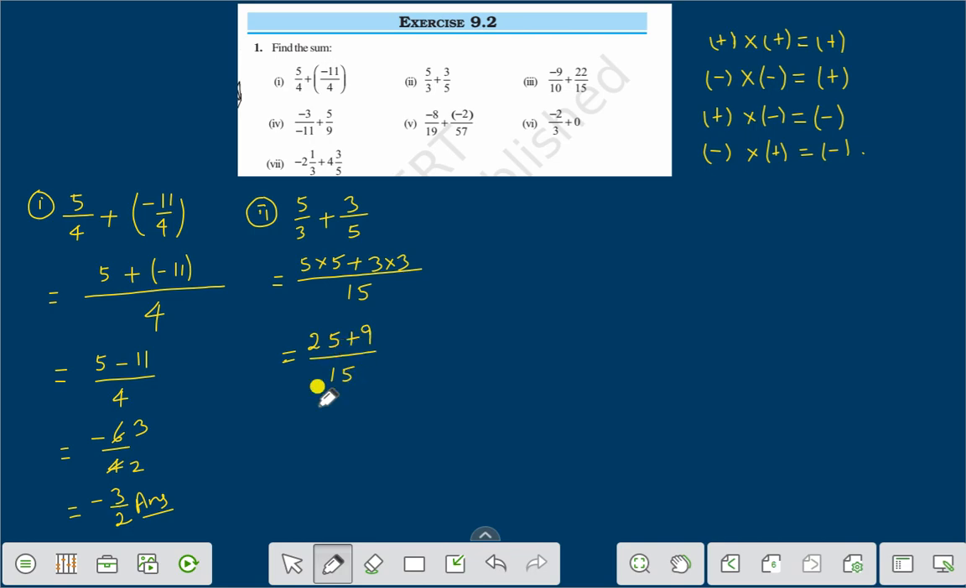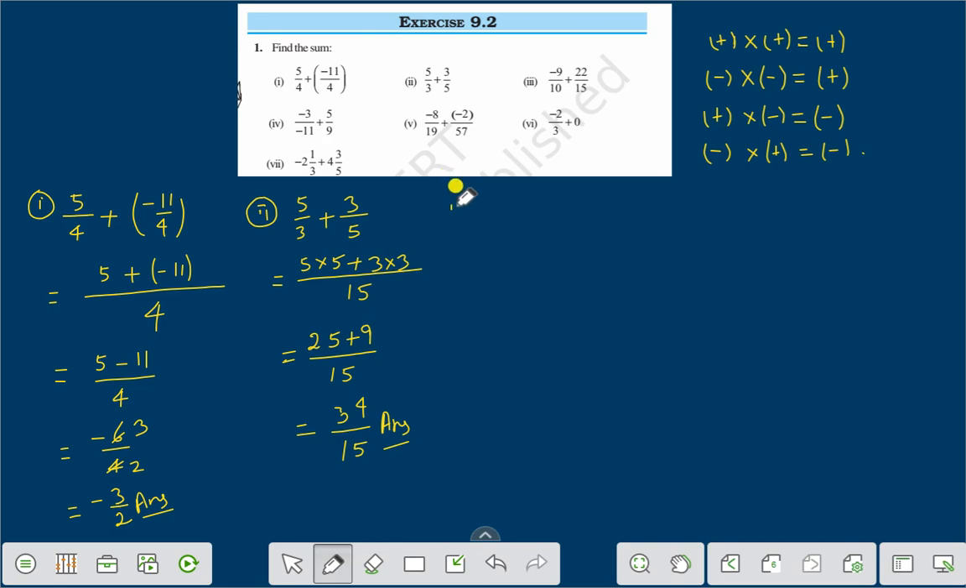25 plus 9, that is 9 plus 5 is 14, carry 1, it is 4. 2 plus 1 is 3, 34 by 15. Therefore 34 by 15 is the answer of question number 2. Now we'll solve question number 3.